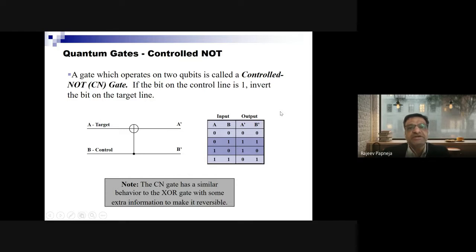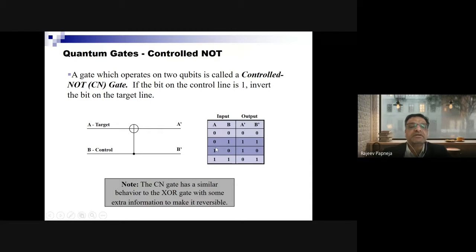There is also a controlled gate. What is a controlled gate? These gates operate on 2 or more qubits. You can have 2 or 3 qubits. But a controlled NOT gate is a 2 qubit gate. It operates on 2 qubits, and it's also called a CNOT gate. So here, one line is called the control line, and the other line is where actually the bit is getting passed, which is the input and the output.